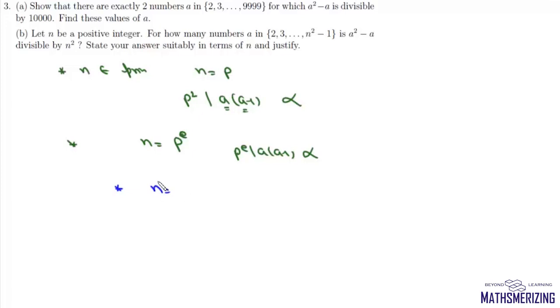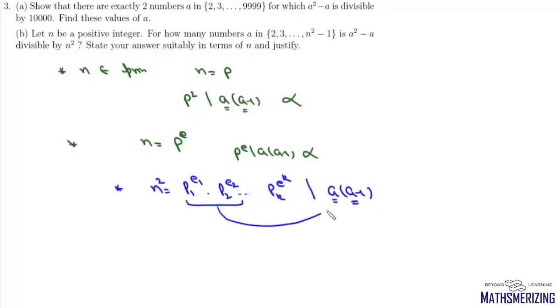So if n is a composite number, then we can write n square as some prime p1 to the power e1, prime p2 to the power e2, and then pk to the power ek. Now this n square divides a into a minus 1. And since a and a minus 1 are co-prime, some of the prime factors will be in a, and other prime factors will be in a minus 1. So basically, we have to find the number of prime factorizations of n square. For each prime, we have two choices: either it goes to a or a minus 1.